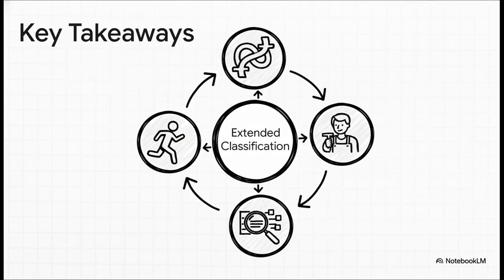So let's just recap the key takeaways here. Extended classification gives you four huge benefits. Flexibility, so you can adapt instantly. Empowerment for your users. Incredible searchability. And all of that combines to create true business agility. You can finally stop waiting and start acting.